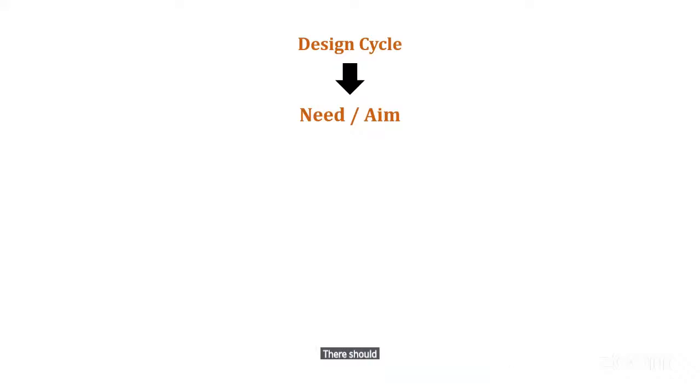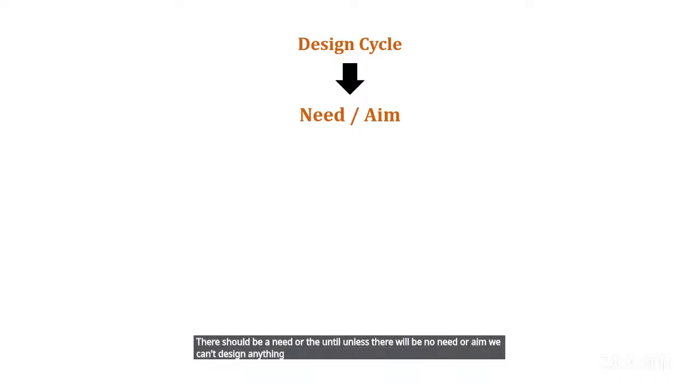Now, how does the design cycle work? Basically, if you have to design something on the SolidWorks software, or any other 3D modeling software, or take the help of the AutoCAD software, how will the complete design cycle work? The first and foremost thing as far as the design cycle is concerned is that there should be a need or an aim. Until and unless there is a need or aim, we can't design anything.